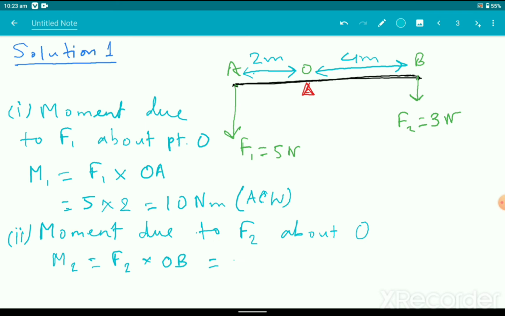So F2 force is 3 Newton into perpendicular distance 4, so it will come to 12 Newton meter. Now this force F2 causes the bar to rotate in the clockwise direction, isn't it? So this will be clockwise moment. I am writing it in short as CW, clockwise.